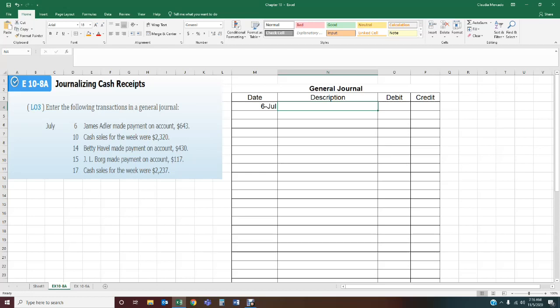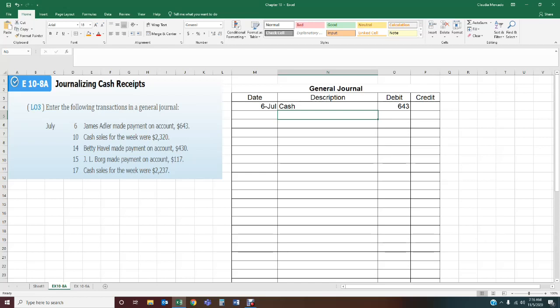James made a payment of 643. What did the business receive from James? The business received cash, because James made a payment to us. When you pay someone, you usually pay with cash, right? So we received $643 in cash. By now, you should all be very familiar with the normal balances of your accounts. Cash is an asset account and the normal balance of cash is a debit. So whenever you debit cash, your cash increases.